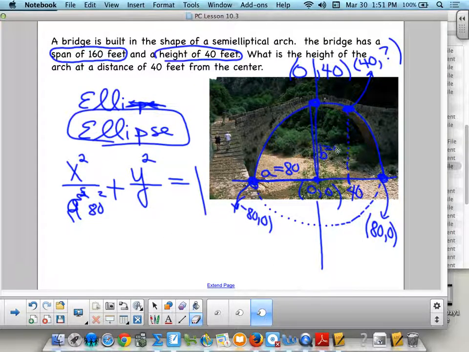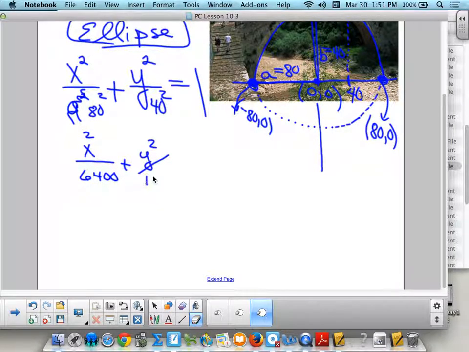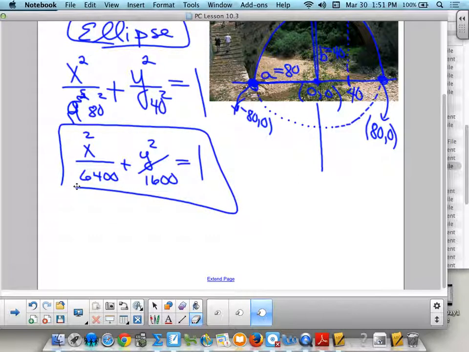All the way up, 40. So this would be 40 squared. If I simplify this equation, it's x squared over 6,400 plus y squared over 1600 equals 1. Okay, that is the equation. That will get you any point on the ellipse. Any point.